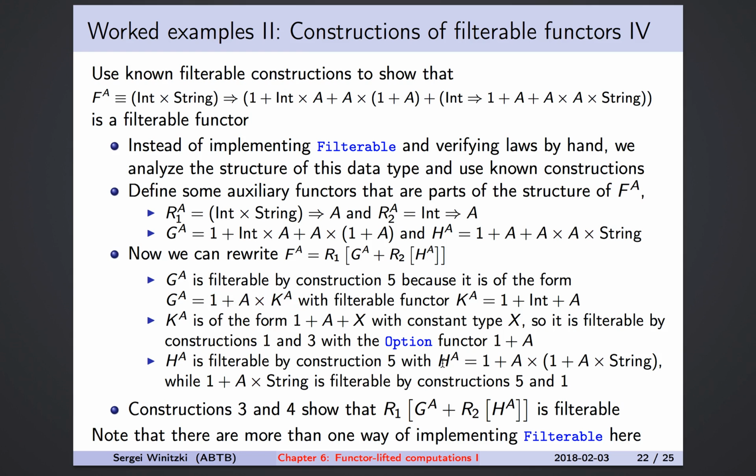H is filterable by the same construction 5 again, because 1 plus A times string is filterable by constructions 5 and 1. So we can see this is constant, so it's filterable. Then it's 1 plus A times filterable, which is construction 5. This is again construction 5. So H is filterable, G is filterable.